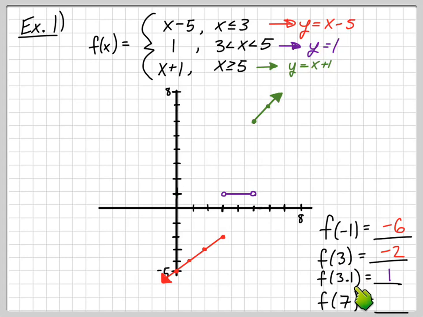Last one here, what's f of 7? So when you plug in 7, where should you go? Looks like it would be in the green here, on the green line. And x is greater than or equal to 5, so 7 would be right to put into this piece. So 7 plus 1, looks like we're at 7, 8, so 8 for that piece.